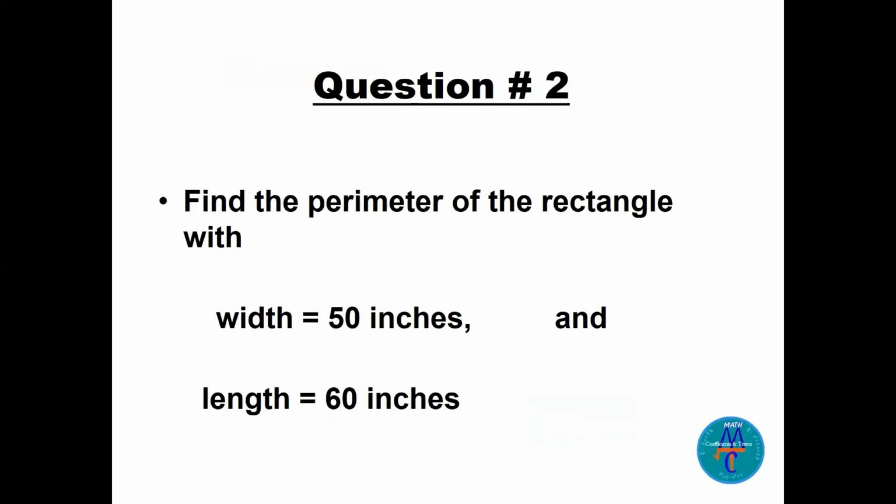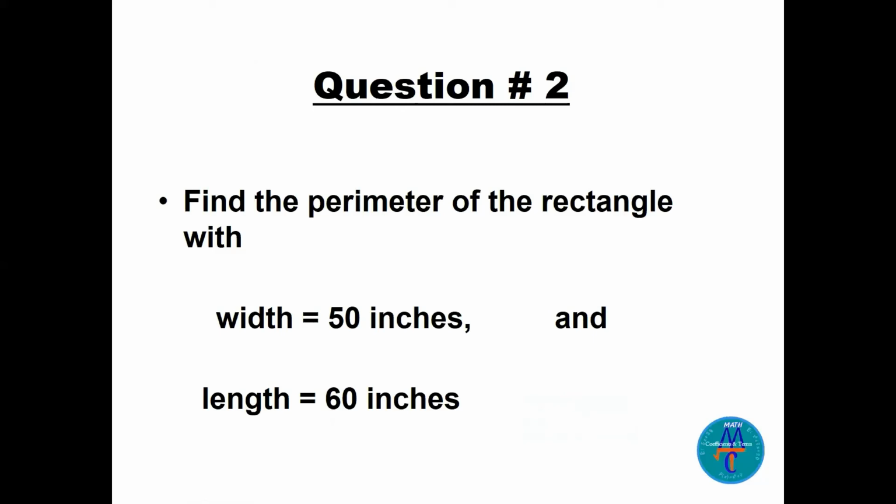Let's see question number 2. Find the perimeter of the rectangle with width 50 inches and length 60 inches. Remember, we need the perimeter. You can find also the area if you like. So let's say the perimeter of the rectangle.